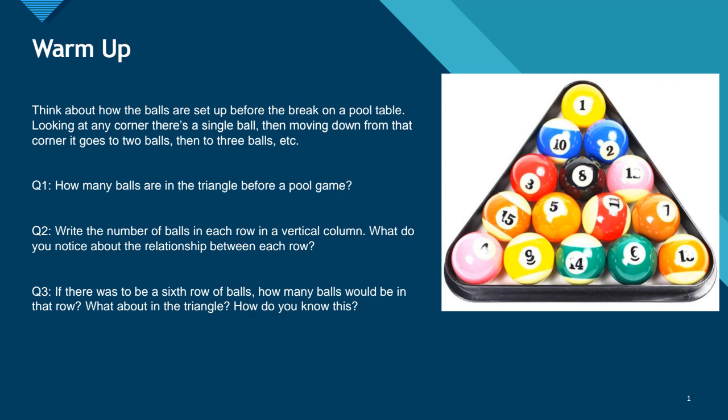So think about how the balls are set up before the break on a pool table. If you look at any of the corners, there's a single ball. And then if you move down or away from that corner, it goes to 2 balls, then to 3 balls, etc., etc. So the first question is, how many balls are in the triangle before the pool game?